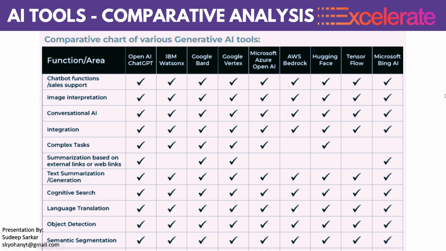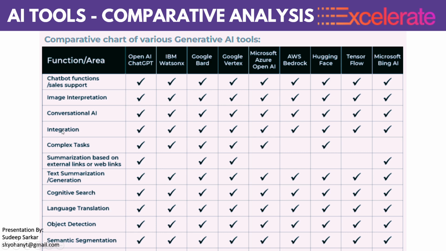Comparative analysis of AI tools. Now, these are the most popular AI tools that we have currently in the market, and this is a comparative analysis chart of the AI tools. Let's suppose chatbot functions, sales support: OpenAI, IBM, Google Bard, Google Vertex, Microsoft Azure, AWS, Hugging Face, TensorFlow, Bing. These are all extremely useful. They can do complex stuff, integration work, conversational AI, image interpretation, chatbot functions and sales support.